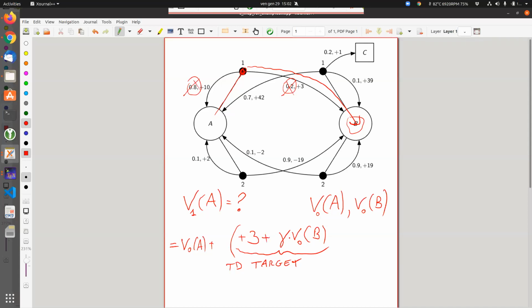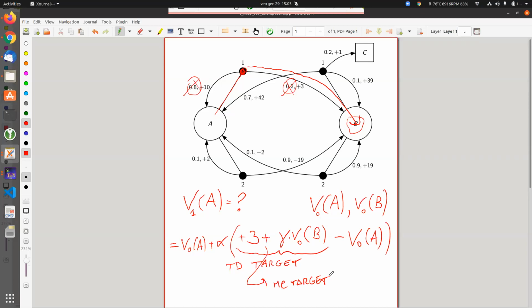And a coefficient, the learning rate alpha, times the target minus the V0 of A. Okay, is that clear? I think it's very, very intuitive, very easy to get this concept. Do you agree that it is exactly the same as what we did before? In Monte Carlo, we had just the Monte Carlo target. Apart from that, everything is the same.